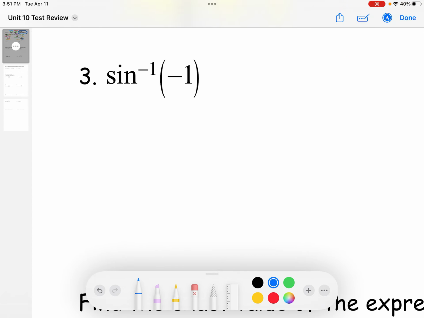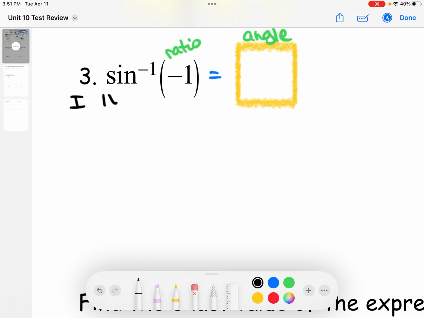Let's look at number 3. We have sine inverse of -1, and that will equal something. That -1 is inside an inverse. That makes it a ratio. So the answer we are finding is its angle. Sine inverse can be in quadrants 1 or 4 for its principal value. With a negative, we're looking at quadrant 4.